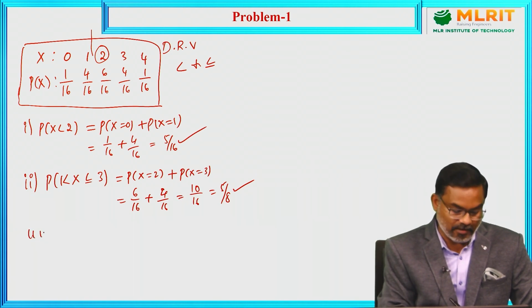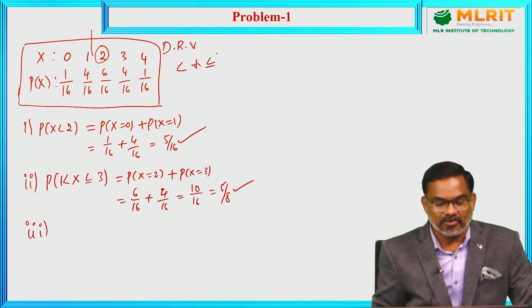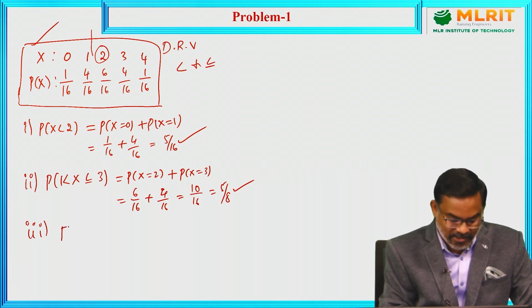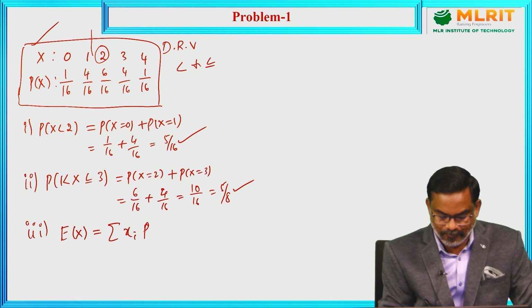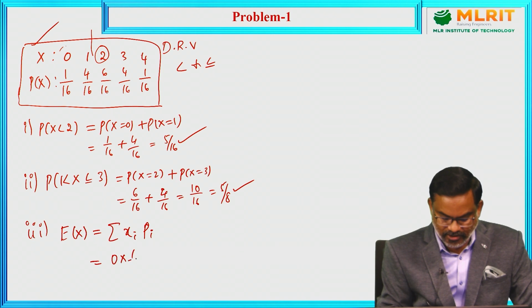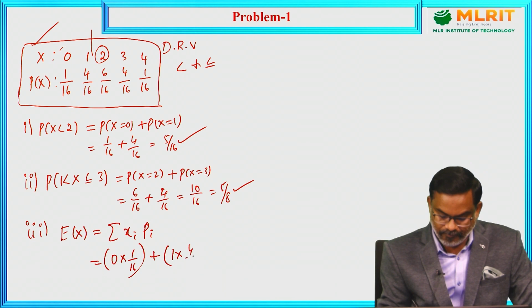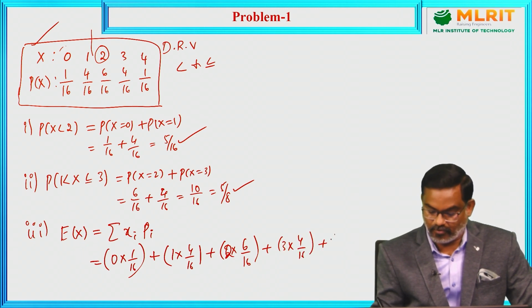And similarly, coming to the third question, we need to find the expectation of X. To find the expectation of X, first we must have this probability distribution. By the definition of expectation of a random variable, since this is a discrete case, the definition is sigma xi into pi. So 0 into 1 by 16, this is for the first value, plus 1 into 4 by 16, plus 2 into 6 by 16, plus 3 into 4 by 16, plus 4 into 1 by 16.